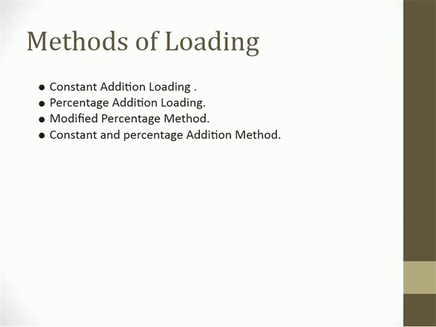Modified percentage method. In this case, the loading consists of those expenses which vary with net level premium for the given policies and also expenses that vary with the net level premium of the whole life policy issued at the given age. Constant and percentage addition method. Under this method, the loading includes a fixed amount per thousand of the sum assured along with the fixed percentage of the net premium for the policy. The percentages are based on the past experience.